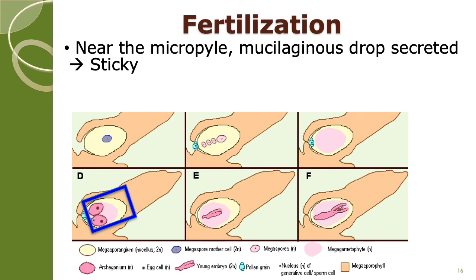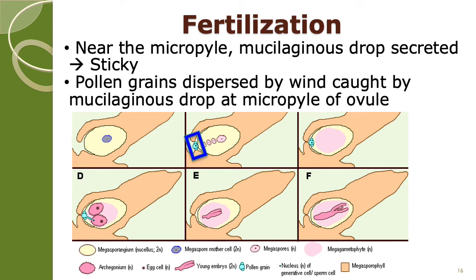Now the male gametes are going to come in this region that is at the tip of this ovule. Let's call this the micropyle. Near that micropyle, the ovule secretes this mucilaginous drop, which is sticky in nature. So it's a sticky liquid. And the spores that have been dispersed by the winds in the form of these pollen grains are caught by this mucilaginous drop that is present at that micropyle of the ovule.